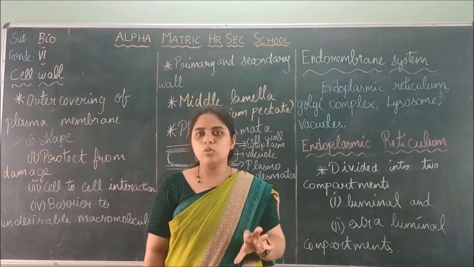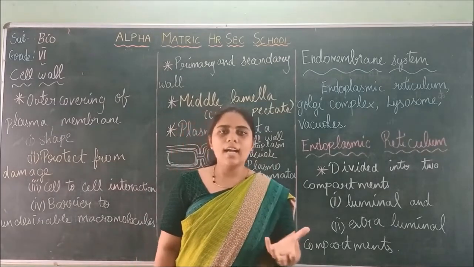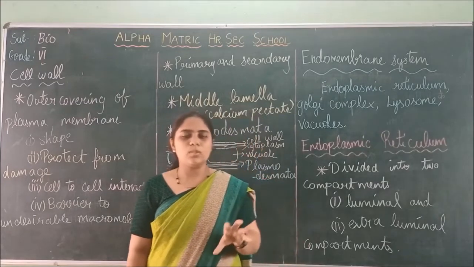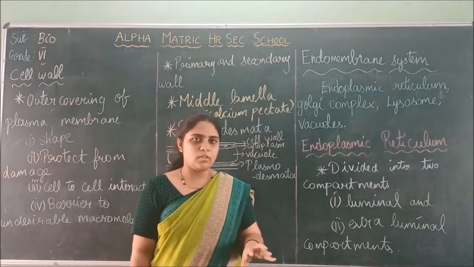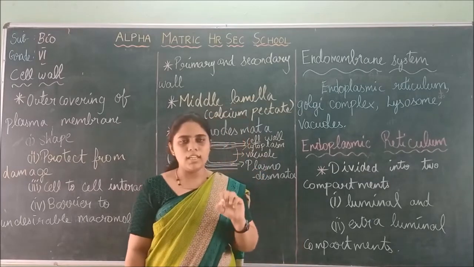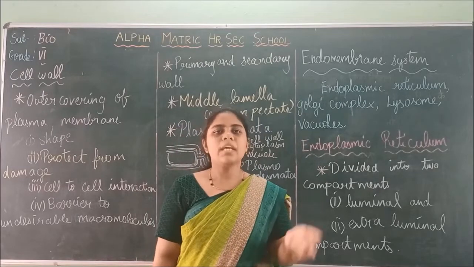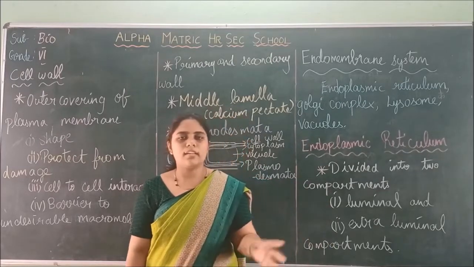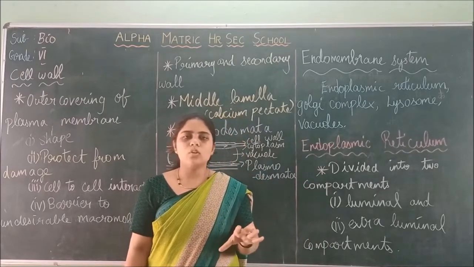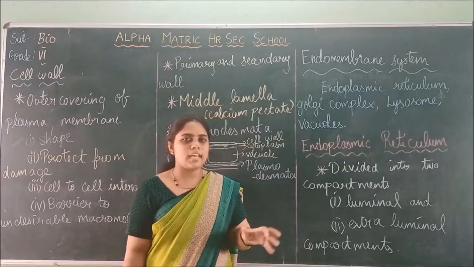One is smooth endoplasmic reticulum and another is rough endoplasmic reticulum. So there are two types of reticulum. When the reticulum has the presence of ribosomes in it, it is called rough endoplasmic reticulum. When they are absent, it is known as smooth endoplasmic reticulum. I will explain later with the diagram.